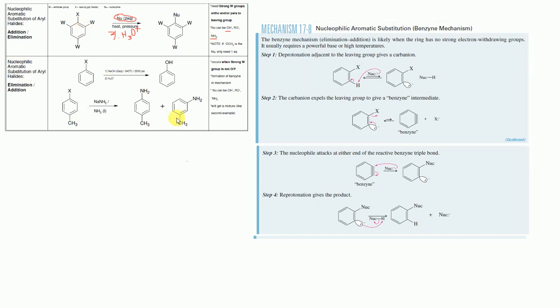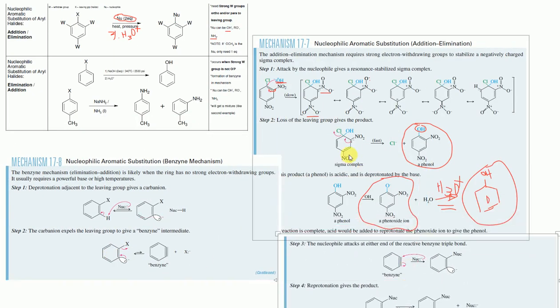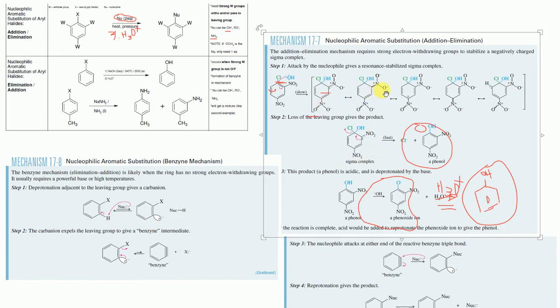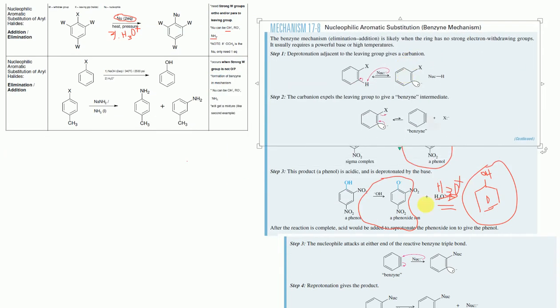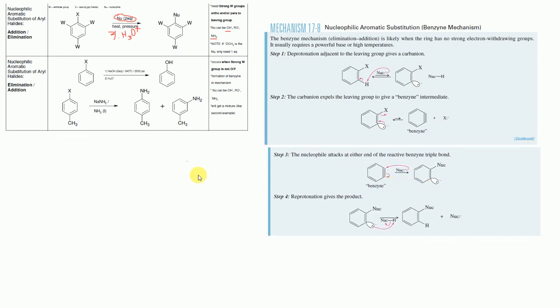Well, let me just get this out of the way. What we did over here is the elimination step, so the reformation of the double bond. And this one is elimination-addition, where that happens first.